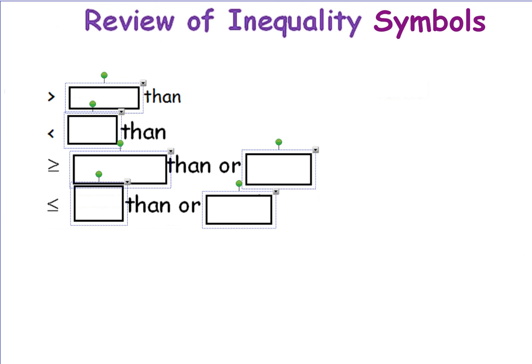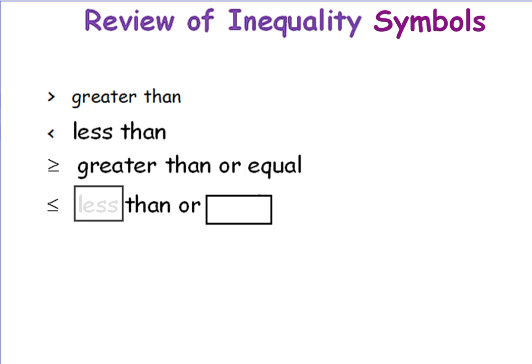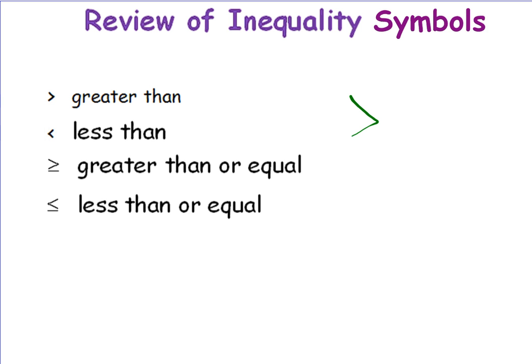Okay, so let's review what inequality symbols mean. We have a greater than sign, we have a less than sign, we have a greater than or equal to sign, and we have a less than or equal to sign. And when we look at these signs, we read it from left to right, just like we read English. I can take the exact same symbol and turn it upside down, and now I have a less than sign when I'm reading it from left to right.